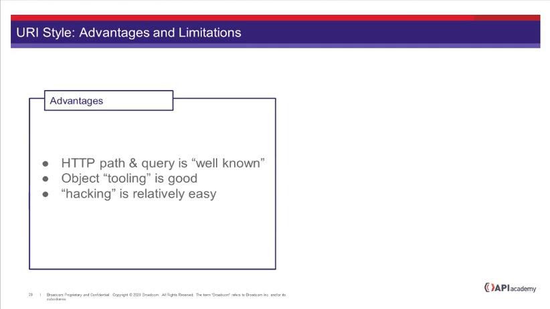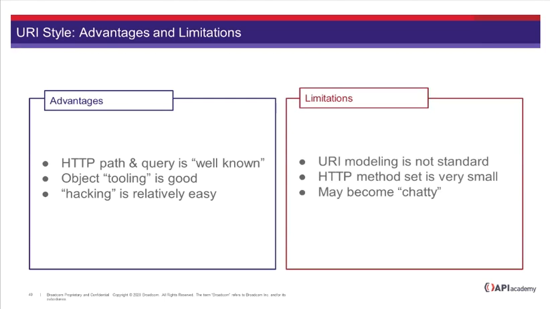Also, if you find an API that uses this approach, it's relatively easy to start using it and build apps with it. However, this style is not without its limitations. For example, there is no standard approach to URI modeling, so each implementer has to determine their own guidelines. Another is that it's difficult to map a complex set of application interactions to the simplified set of 4 HTTP operations acting upon a resource.